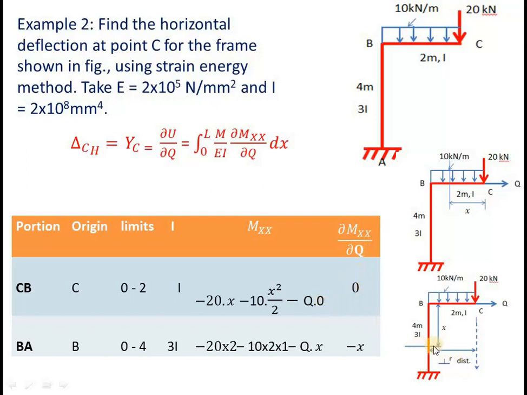Now when I take the section here, what are the bending moments due to all three loads? Due to 20 it is minus 20 into this much, 2. Then due to this, minus 10 into what is the distance, 2 into 2 by 2. It gives the moment at B or on any point here. That is minus 10 into 2 by 2, which is 1. Then due to this, minus Q into the perpendicular distance between this and this, which is x. So if you take the partial derivative with respect to Q, it will be minus x.